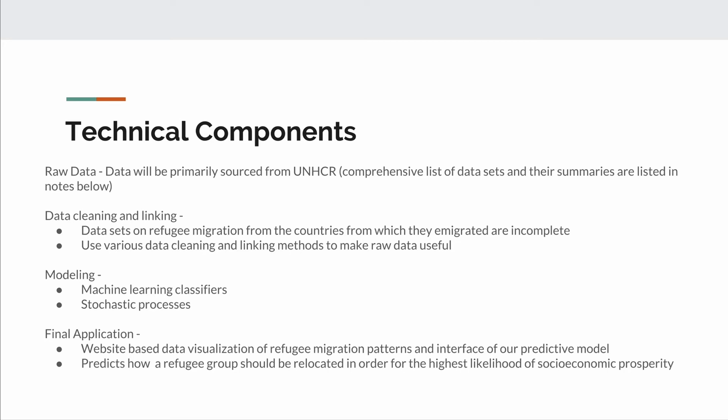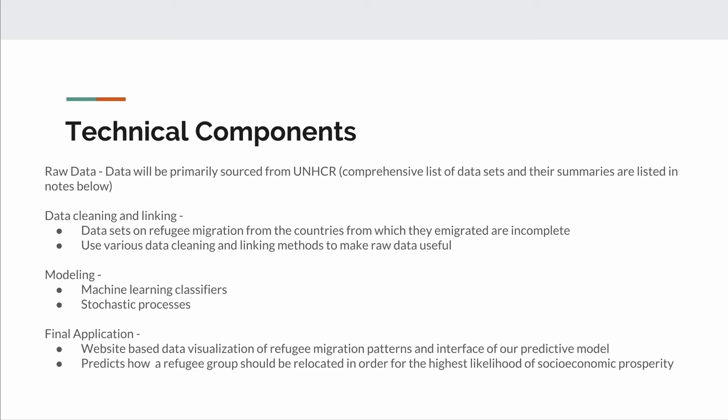The technical components of this project are quite simple. After we collect the raw data primarily sourced from the UNHCR, we will have to clean and link the data. These data sets on refugee migration from the countries from which they emigrated are very incomplete. So we will use various data cleaning and linking methods to make raw data useful. After we clean and link data, we will make models. We will use machine learning classifiers and stochastic processes for this.